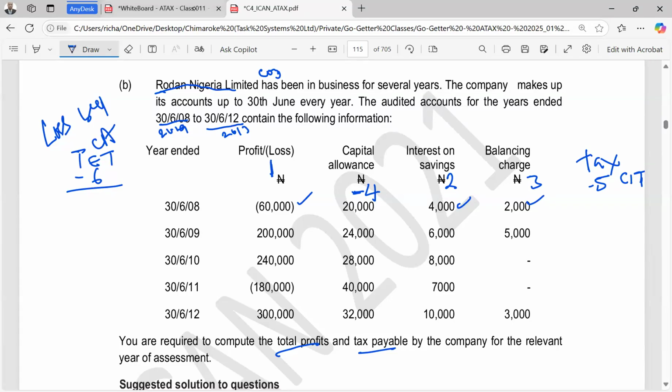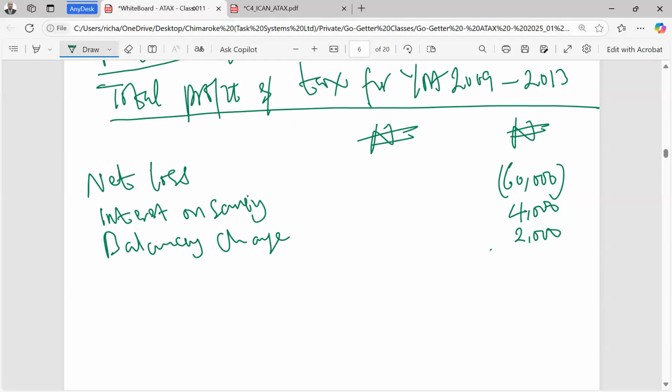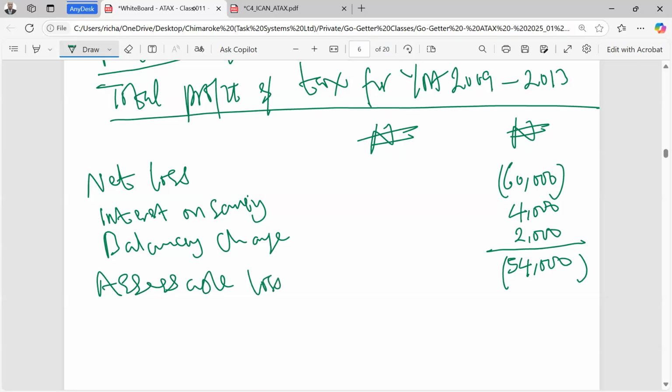So what is happening here? We have 60 minus 60 plus 6. That's going to give me 54. 54,000. This is going to be what? It's going to be our assessable loss. Assessable loss carried forward. We said loss before capital allowance. So this is the loss that is going to be carried forward.